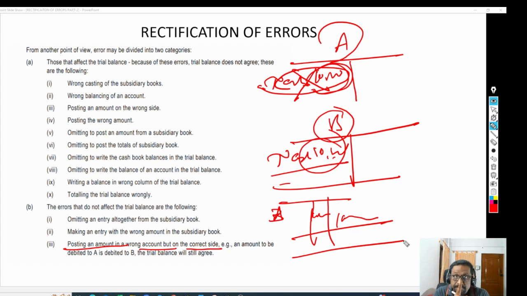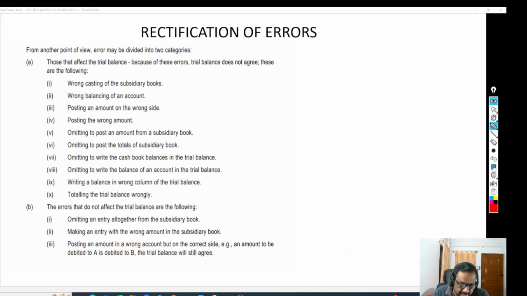But there is a mistake. What is that mistake? Instead of debiting A, you debited B. So there is an error. But is that error impacting the trial balance? Answer is no. Getting my point? This is how the errors are being posted, and these errors will not have any impact on your trial balance.